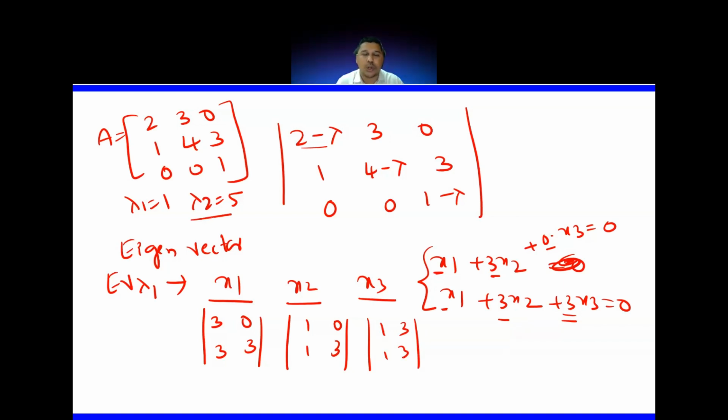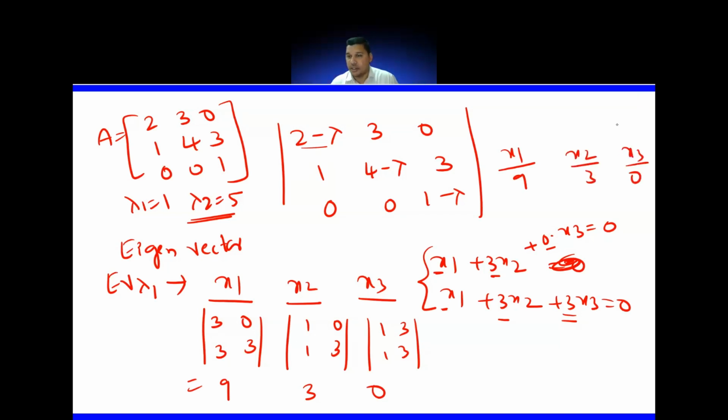We will try to calculate the eigenvector for lambda 2 equal to 5 also. You write x1. Under x1, you find the determinant of the coefficients of x2 and x3. What is the determinant of this? 9 minus 0, it is 9. Here 3 minus 0, it is 3. Here 3 minus 3, it is 0. So under x1 we have x1 by 9, x2 by 3, x3 by 0.